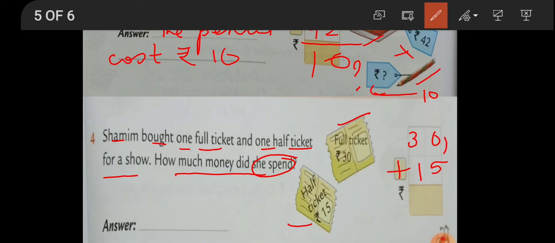Okay. 0 plus 5 will give you 5. And 3 in mind and 1 finger up. And that will give you 4. Okay, it gives you rupees 45. How much money did she spend? So you have to write, she spent rupees 45.